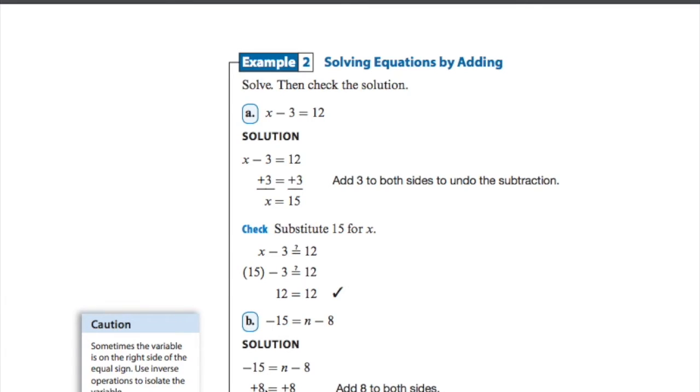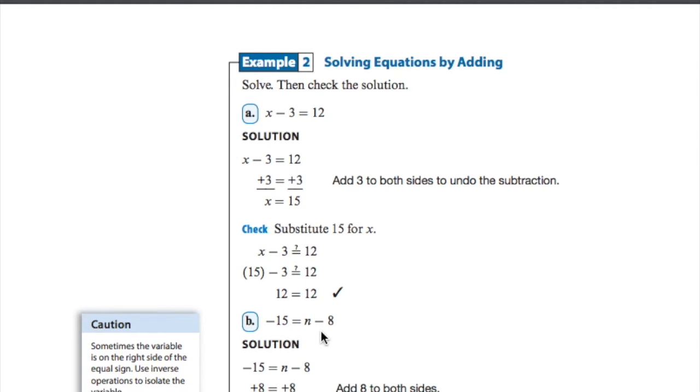Negative 15 plus 8 is negative 7. Now let's check that. Negative 7 minus 8, those are the same sign sum. 7 plus 8 is 15, keep the same sign, and those two check out to be exactly equal. So I solve equations by adding when I have subtraction to start in the equation.